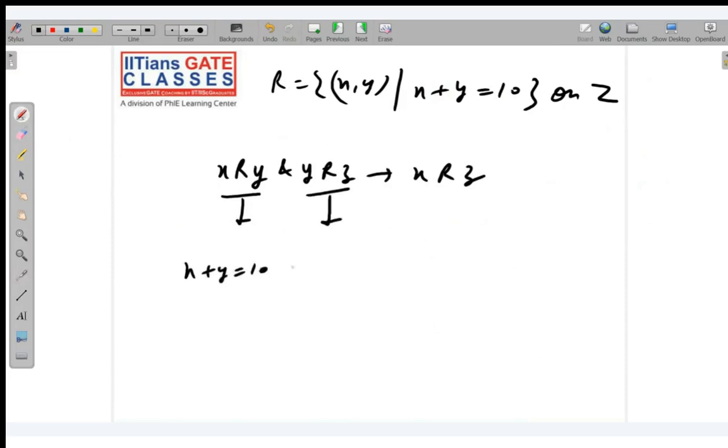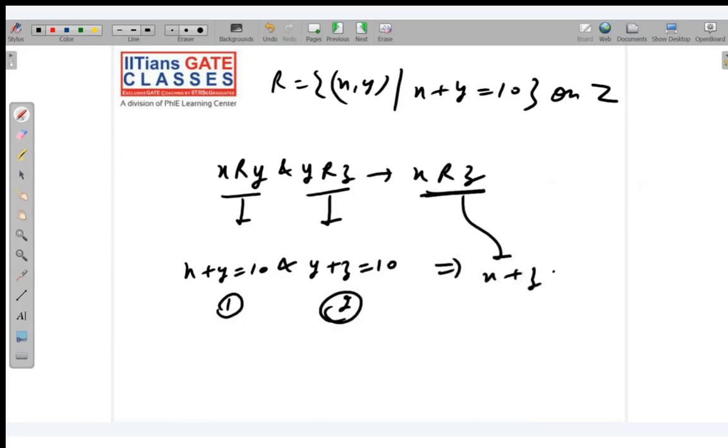What do you mean by y related to z? That means y plus z should be equal to 10. So if this is equation 1, this is equation 2, from that you should be able to conclude x is related to z. That means x plus z is equal to 10. You should be able to conclude it. So from these two, can you conclude this? Let me check that out. So how can we do? Say 1 and 2. So x plus z we want. x plus z should be 10. So I will simply add them. So 1 plus 2 you do. Okay, so add 1 and 2.